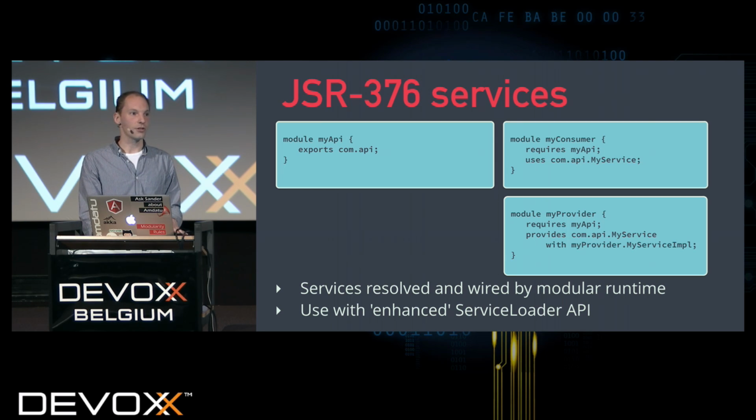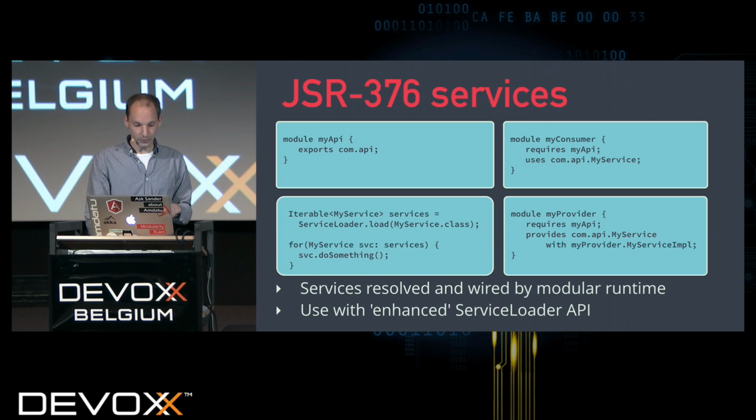Now, the last question to answer here is, okay, in my consumer, how do I actually get access in code to those instances of my service? And that's with the service loader API, which has been enhanced to make use of those module system constructs. So what we have is a service loader.load call, where we pass in the service interface type, myService.class in this case, and you get back an iterable of instances of this service type.